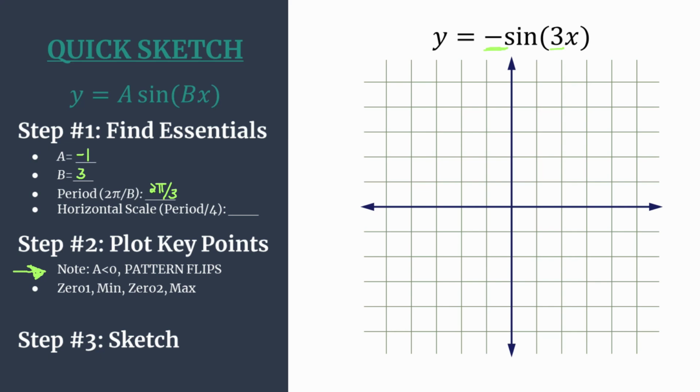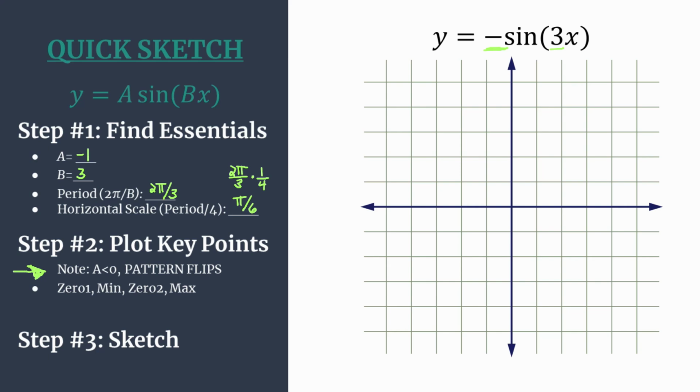Now we're going to go ahead and choose a horizontal scale, and we'll do that just taking our period and dividing it by 4. Okay, so we have 2 pi over 3 divided by 4, or I like to just multiply by 1/4. That's the same thing, just a little easier to see. So 2 pi over 12 or pi over 6 will be how we count our horizontal tick marks.